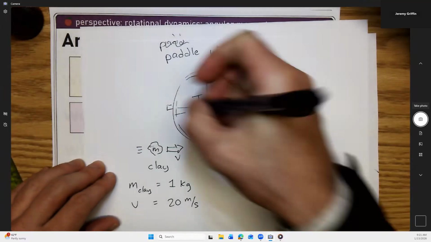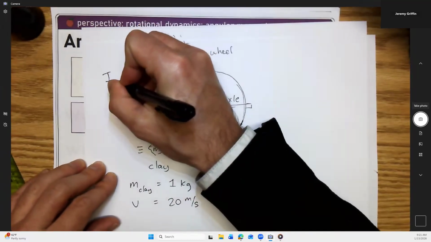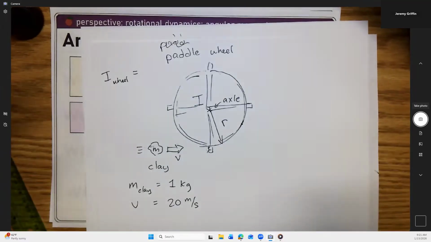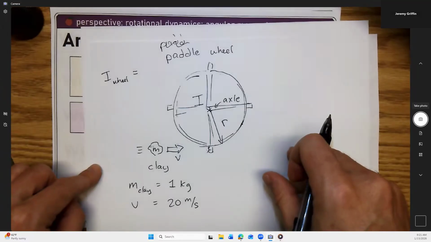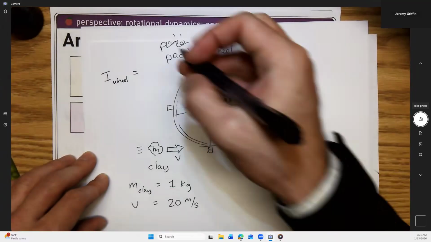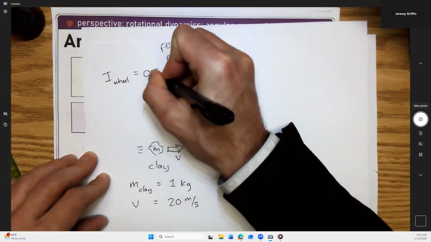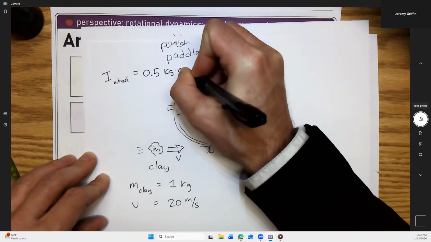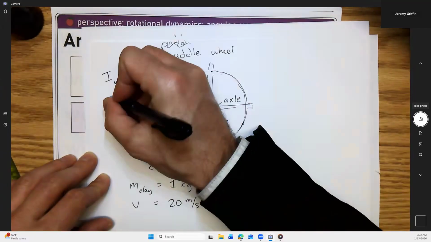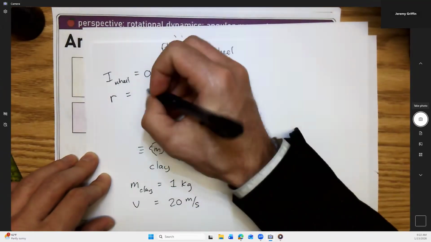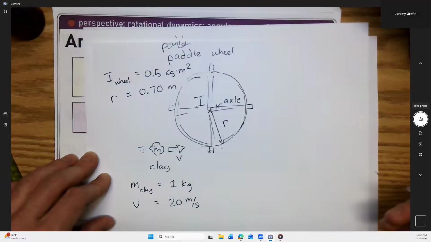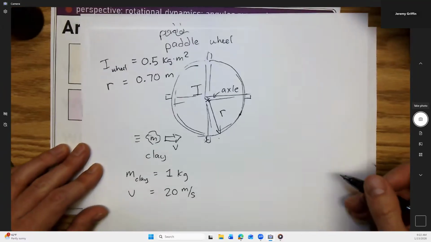And let's say the rotational inertia of the paddle wheel is, you guys remember the big little pipe system I had the other day? We were getting somewhere between like 0.04 or 0.1 or 0.2 maybe. Let's call it 0.5 kilogram meter squared. And let's call the radius up to this paddle arm 0.70 meters, so like 70 centimeters, most of a meter stick, two-thirds of a meter stick.